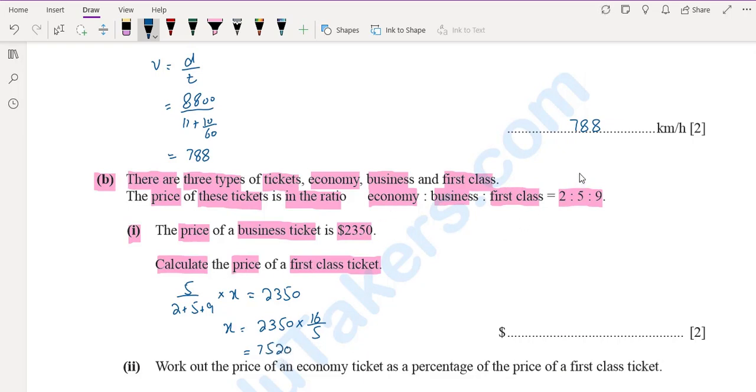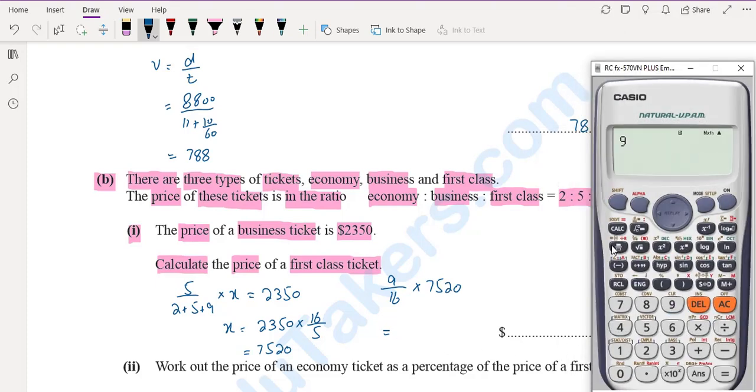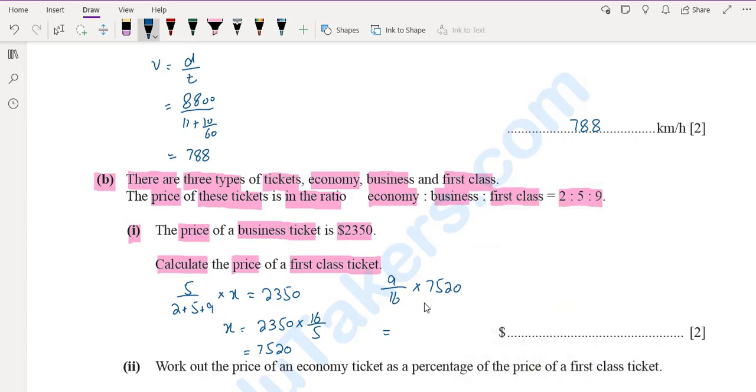Now the price of a first class ticket. The ratio for first class is 9 over the sum of ratio, which is 16, of 7,520. 9 over 16 of 7,520 is 4,230. So the price of a first class ticket is $4,230.